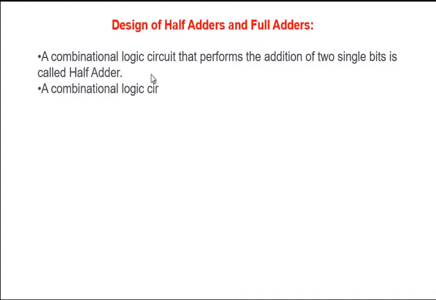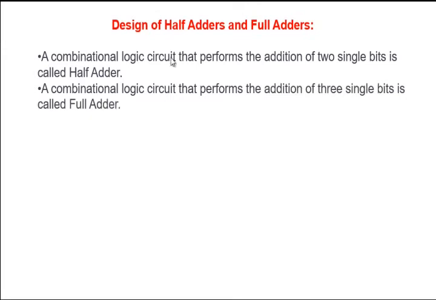Now a combinational logic circuit that performs the addition of three single bits is called the full adder. Here two single bits is a half adder, and three single bits is a full adder. So these are the main differences between the half adder and full adder. Now we'll start with the half adder.